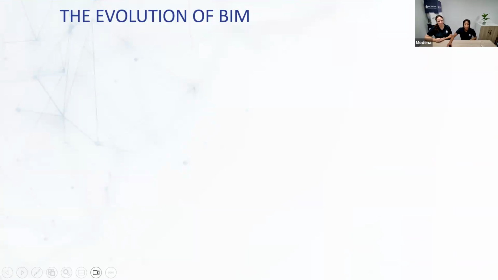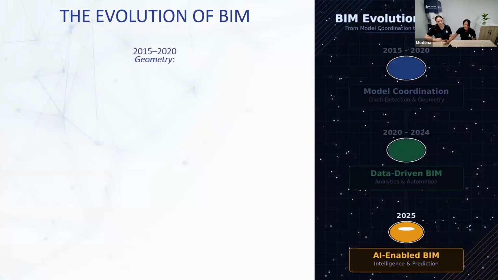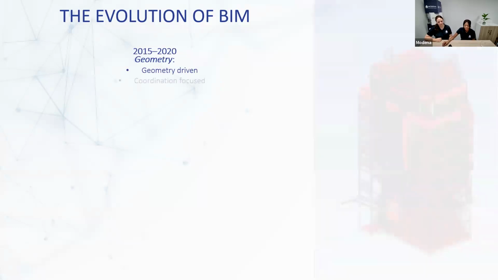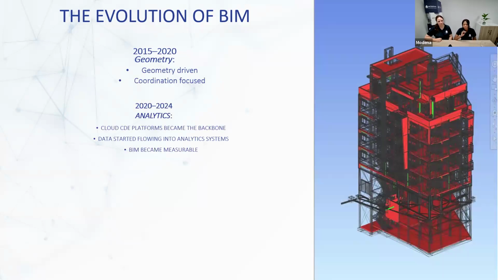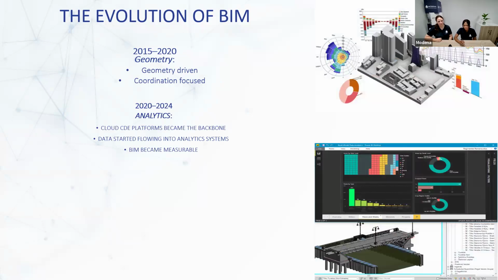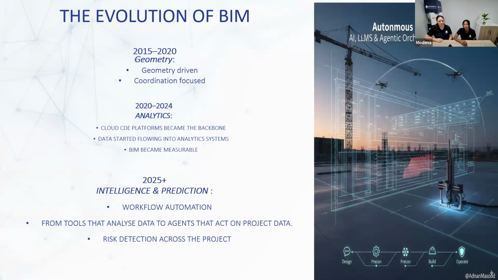BIM started out as a model tool and it's now evolved into collaborative coordination and is entering a data-driven, assisted era. So when we look at our evolution timeline, each stage adds complexity, but also opportunity. During the 2015 to 2020 era, data basically focused on geometry. It was geometry-driven, coordination-focused. And then in 2020 to 2024, it was more about analytics, having a common data platform. Data started flowing into analytical systems, and it became much more measurable for insight.